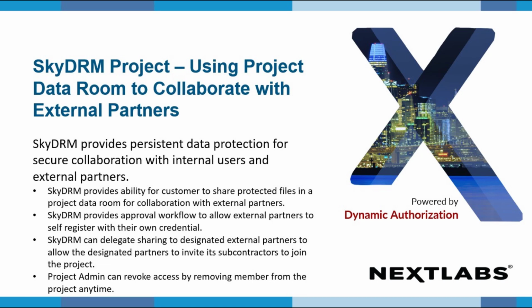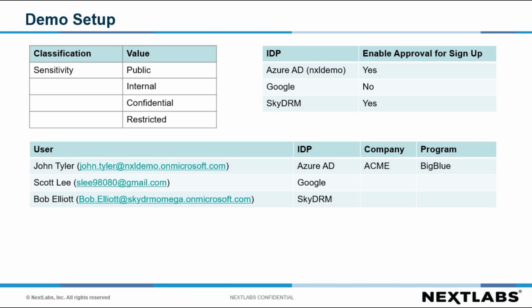SkyDRM can delegate sharing to designated external partners to allow those designated partners to invite their subcontractor to join the project. The project admin can revoke this sharing by removing members from the project. Here's how this demo will be set up.